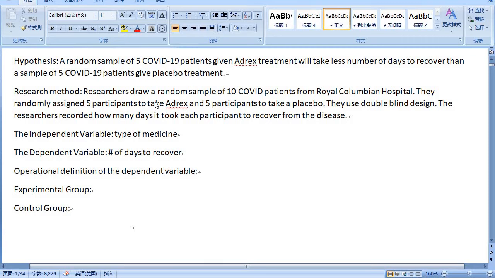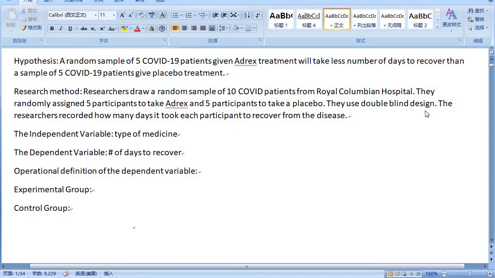Your sample cannot represent all Canadian patients because you didn't sample from the Canadian patient population. You're sampling from a population who received treatment at a particular hospital. Pay attention to the correspondence between your sample and your population. And you randomly assign 5 people to take the medication, the real drug, and the other 5 people to take the placebo. And you use a double-blind design.